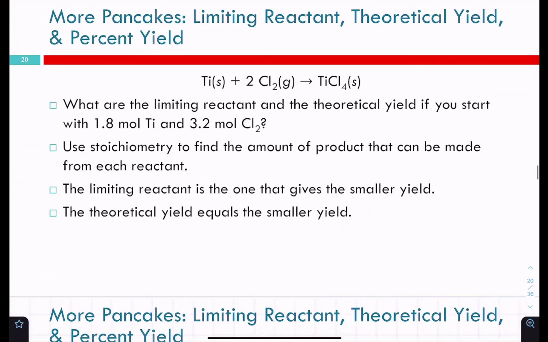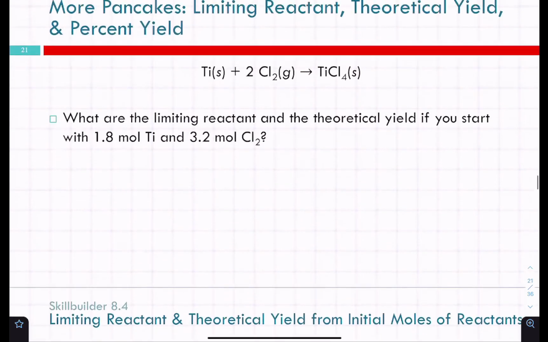Okay, so we did this with pancakes, but to do it with a chemical reaction, we're asked for the limiting reactant and the theoretical yield. If we start this titanium and chlorine reaction with 1.8 moles of titanium and 3.2 moles of chlorine, what is our limiting reactant? What is our theoretical yield? So we'll use stoichiometry, like I set up for you in the pancake problem, to figure out the amount of the product, titanium chloride, that we can make from each reactant. And then our limiting reactant is the one that makes the smaller amount, because it's the one that runs out first.